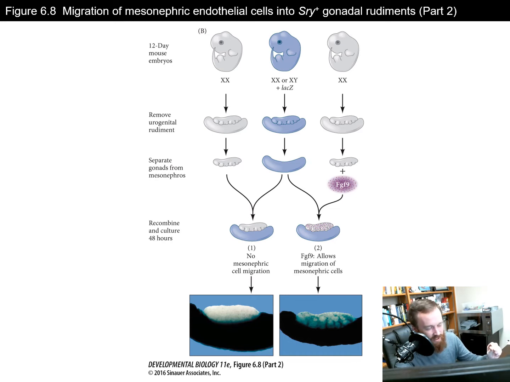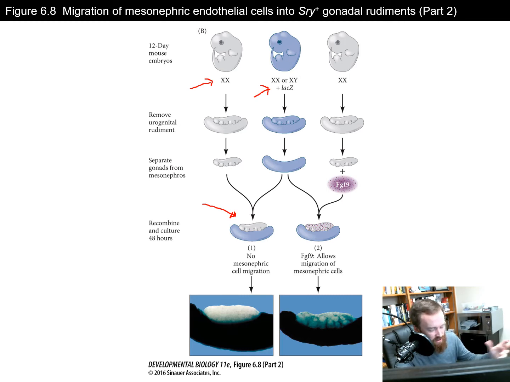From this experiment, what they did is they looked at FGF9 as a player in this process. So again, we have female mice, and we have female mice or male mice that are lacking or that are stained. And if we have a female mouse where we combine the genital ridge to the kidney tissue, we see no migration.